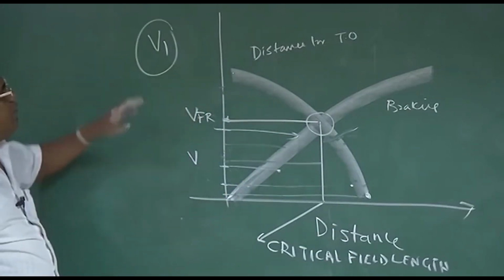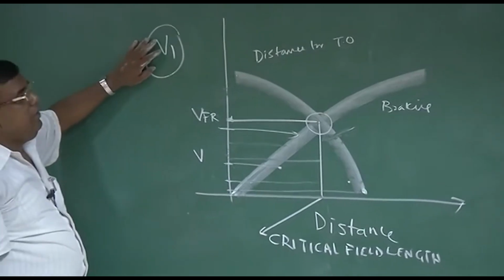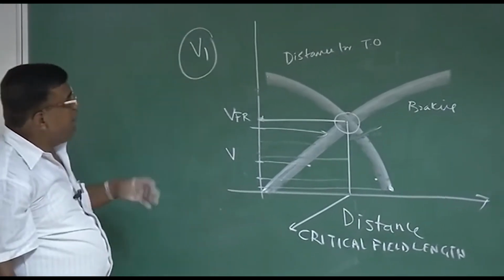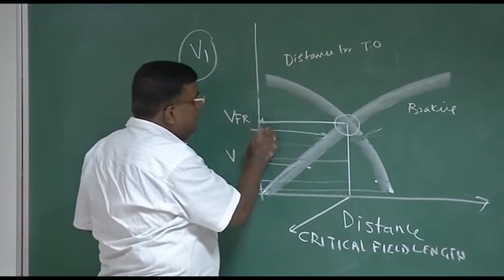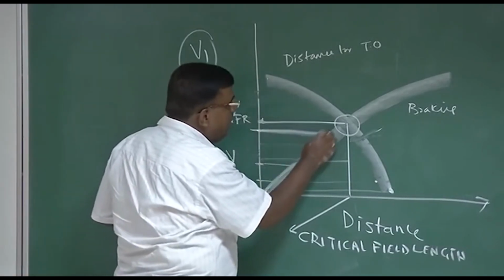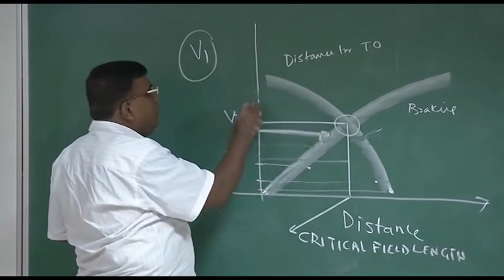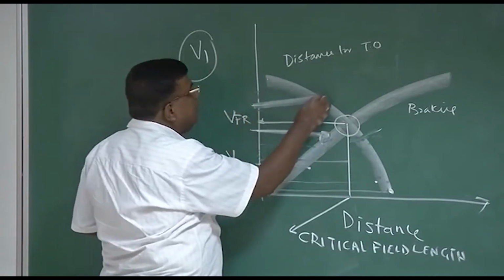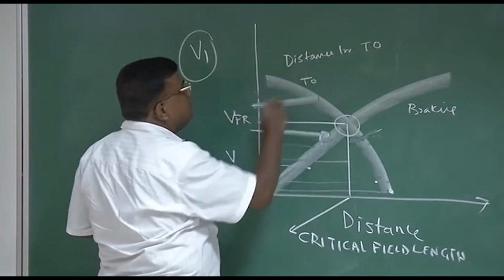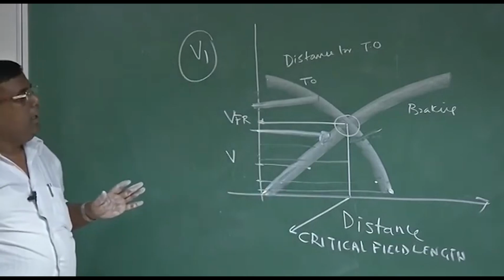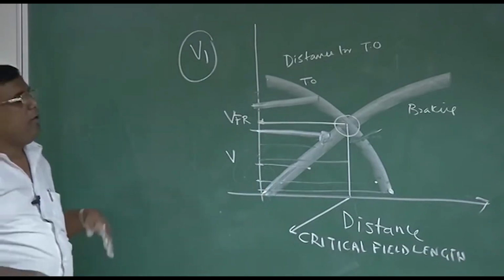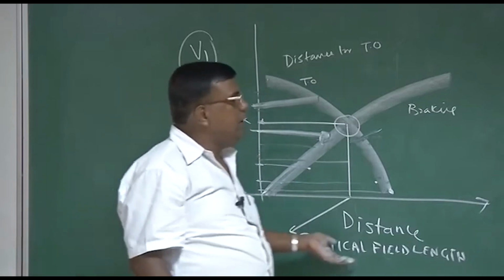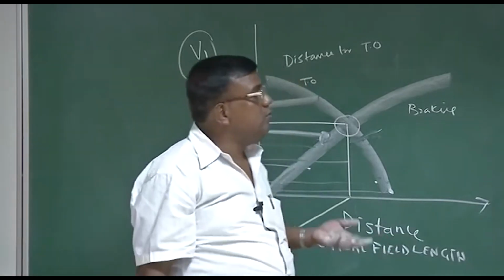What is the interpretation? Suppose the aircraft has failed at speed V1, the pilot will check. If V1 is less than VFR, then he will go for braking. If V1 is more than VFR, he will go for takeoff. As simple as that. And this way you can avoid many accidents. That is why for twin engine or multi-engine aircraft, the critical field length or balanced field length is so important.